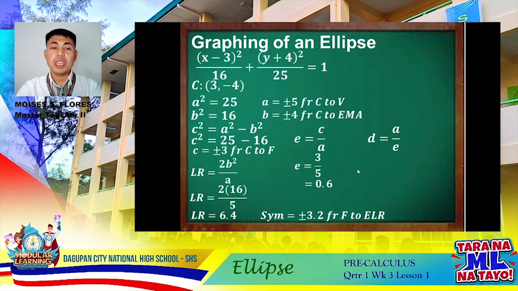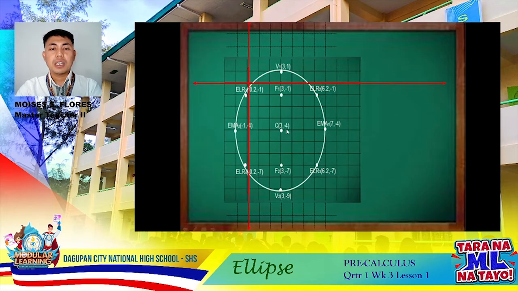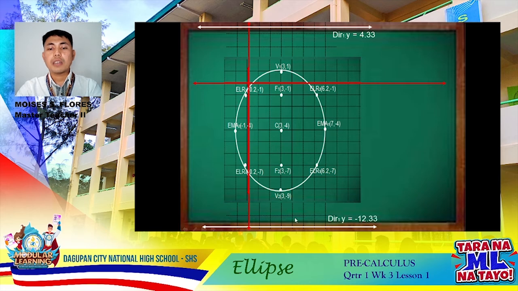And of course, your D, the distance from the center to your directrix, is 5 over 0.6, and that is positive or negative 8.33 from your center to your directrix. So again, 8.33 upward units from the center, which is 4.33. The same through here, downward 8.33 units, and we have y equals negative 12.33. This is now the complete details of our graph of our ellipse.